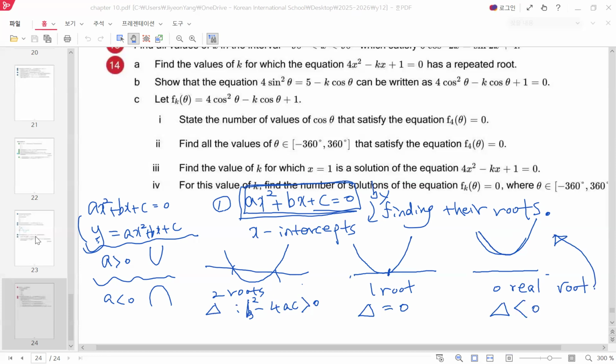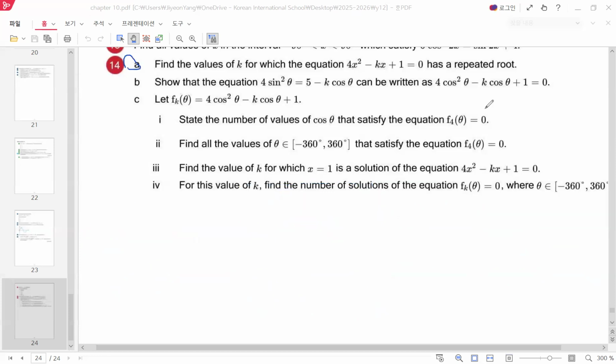Then let's go back to the question. So Angus, please read this question. Find the value of k for which the equation 4x squared minus kx plus 1 has a repeated root. Guys, repeated root, what does it mean? How many roots? If you use the quadratic formula, you get the answer like that. Either 2 roots or 1 root or 0 real roots, right? So normally it should have 2 roots, but repeated roots means 2 equal roots. It means how many roots? 1 root in this case. So the discriminant should be 0.